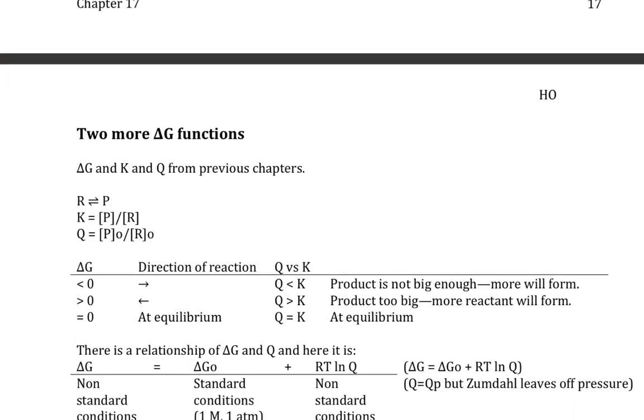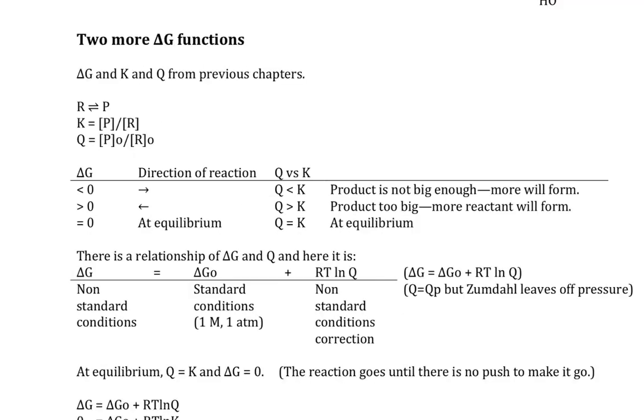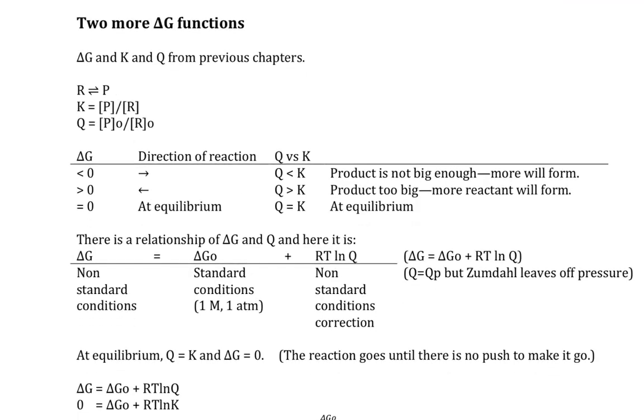We have two more delta G functions, and from our previous chapters, we had K, the equilibrium constant, and Q, the reaction quotient. So looking at reactants to products, K would be products concentrations divided by reactants concentrations, of course raised to whatever are the appropriate stoichiometric coefficients. And Q would be the same thing except at initial conditions.